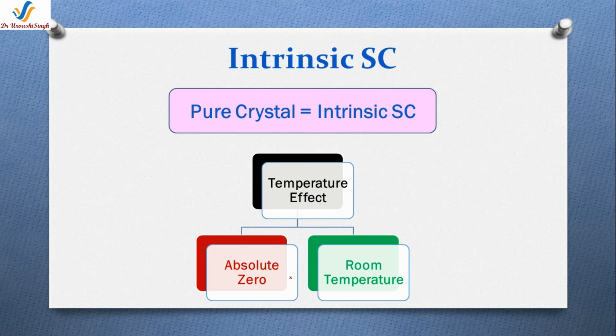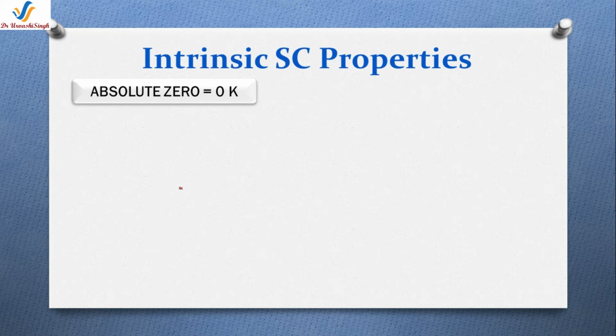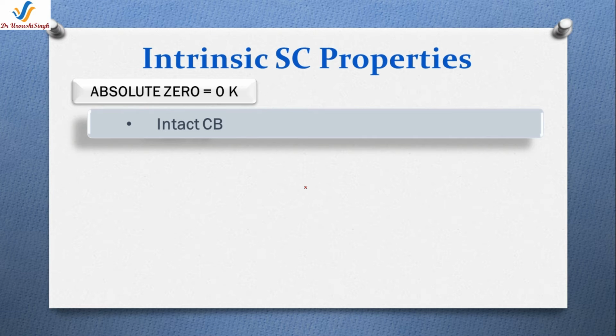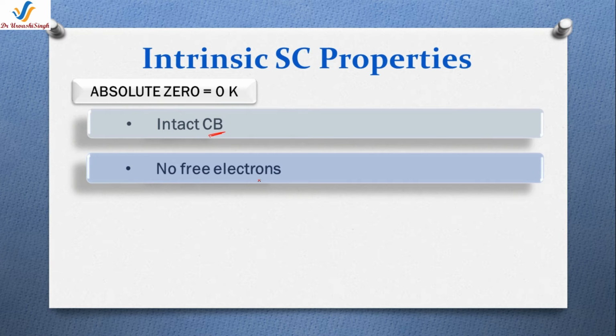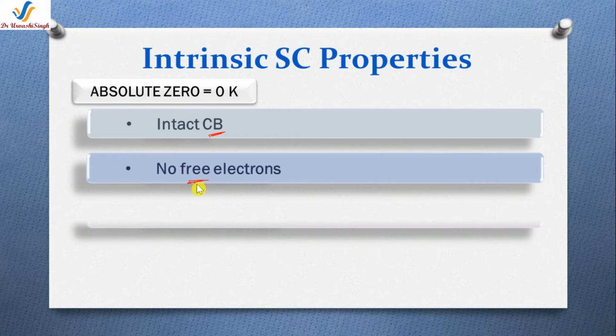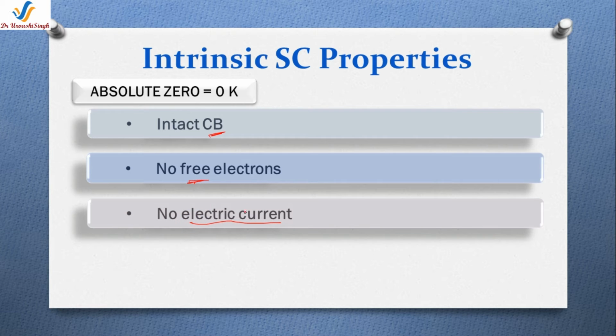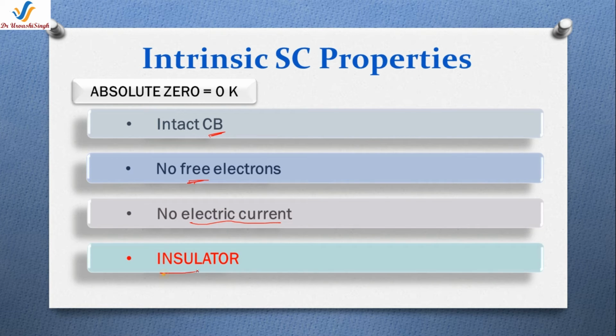So let's take the first case. At absolute zero, the thermal energy is very low and that's why the electrons in the valence shell are not able to break the covalent bond. All the covalent bonds are intact. It means there will be no free electrons, and if there are no free electrons then there is no chance of conduction of electric current. That's why you can say that the intrinsic semiconductor behaves as an insulator at absolute zero, and this is a very important point.